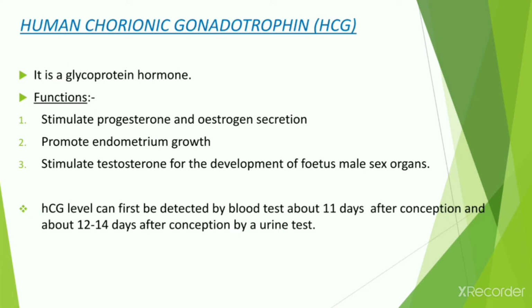Now, what is human chorionic gonadotropin or beta-HCG? It is a glycoprotein hormone which stimulates progesterone and estrogen secretion. It promotes endometrium growth. It stimulates testosterone for the development of fetus male sex organ.